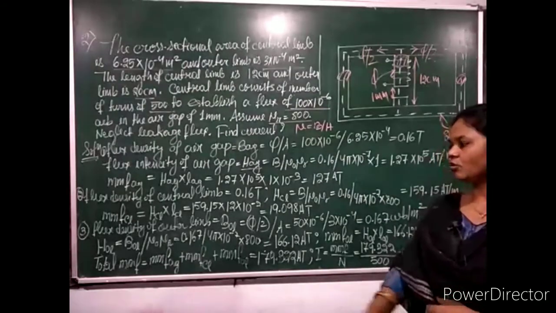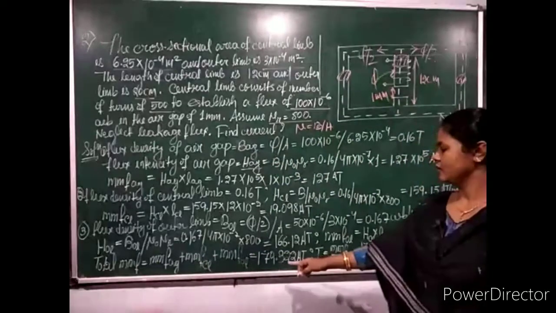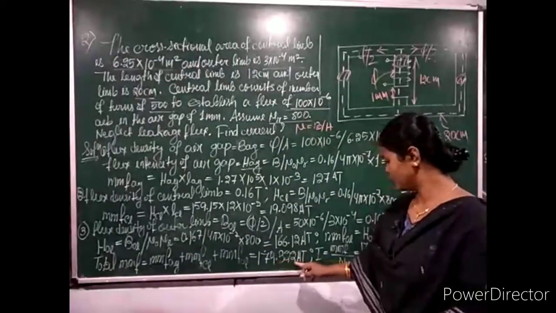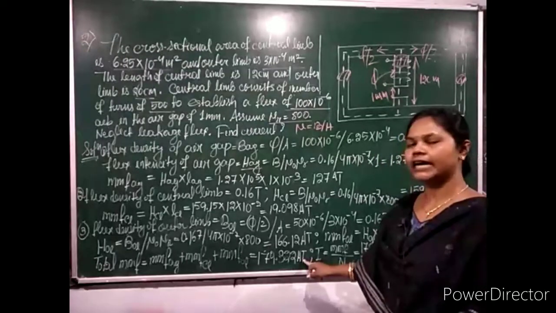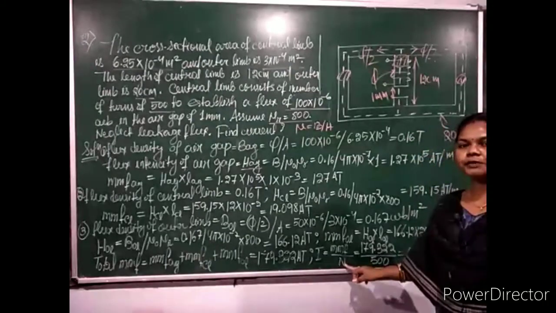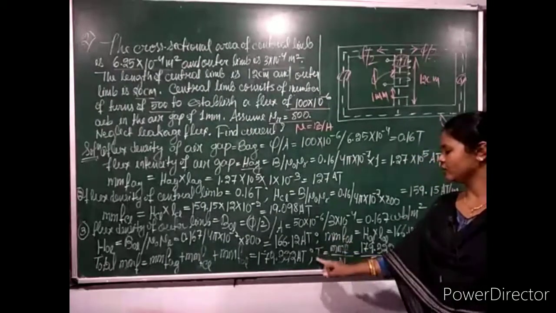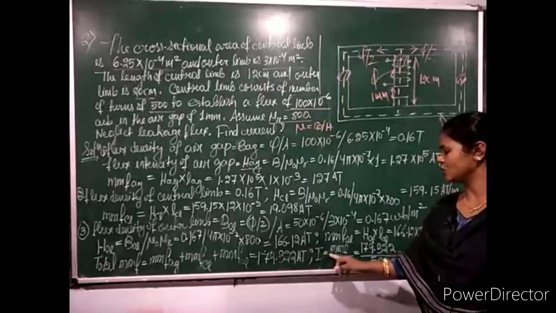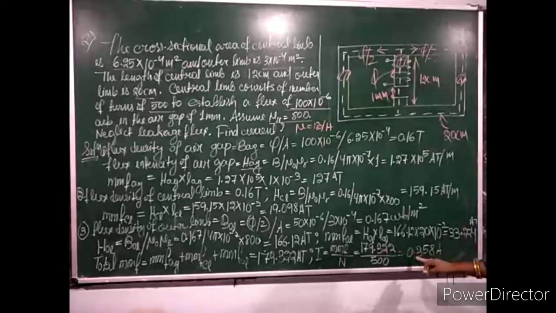After getting the MMF of the air gap, outer limb and central limb, you add them, which gives the total MMF. We get it as 179.322 ampere turn. As you know, MMF is also the product of number of turns into the current. By using this formula, you get current I is equal to total MMF by number of turns, which gives the result 0.358 ampere.